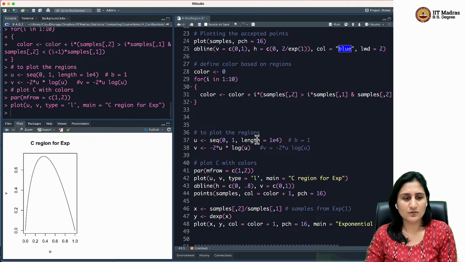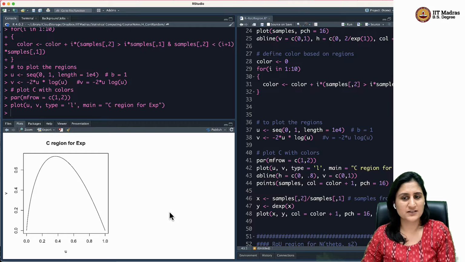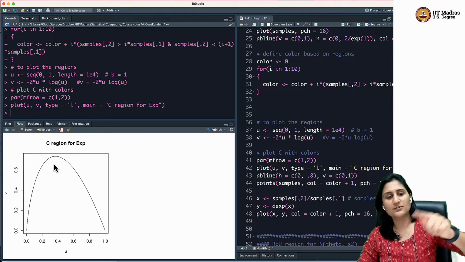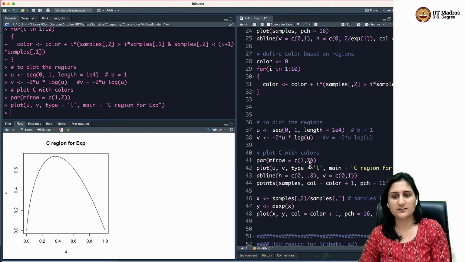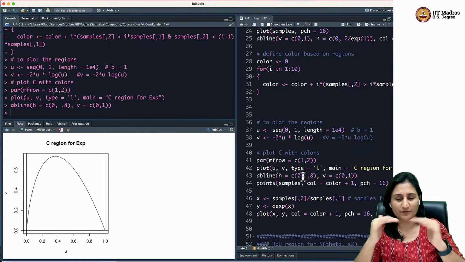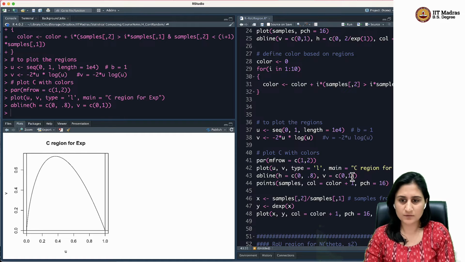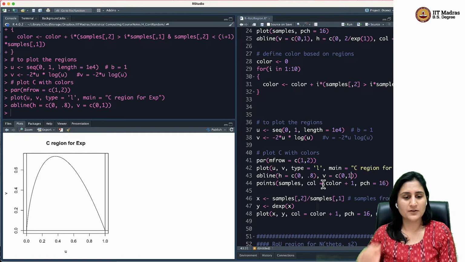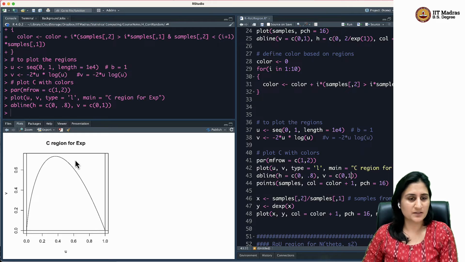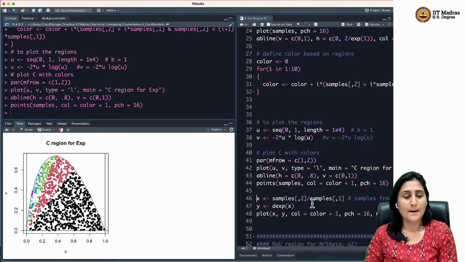So now let me just increase. So here is what C looks like. C has the bound region like this over here, and I draw my AB lines, which turn out to be this enclosing box. Okay, and then I add my points.